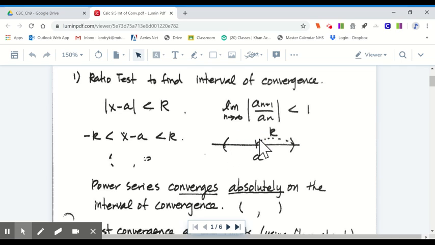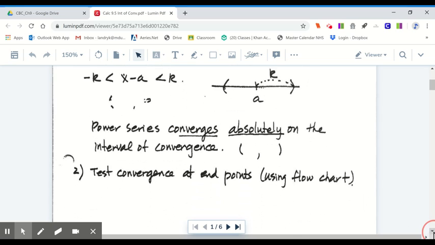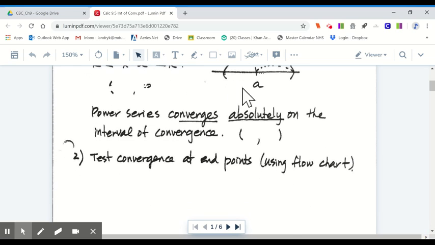But at the endpoints, we don't have any information. We just know that on the open interval, the series converges absolutely because the absolute value converges. So if it converges on this open interval, we have to use a different test other than the ratio test, which is summarized in the flowchart and also in my handout, to figure out what happens at the endpoints. And that's the only thing that we're adding to what we've done so far, testing the endpoints.